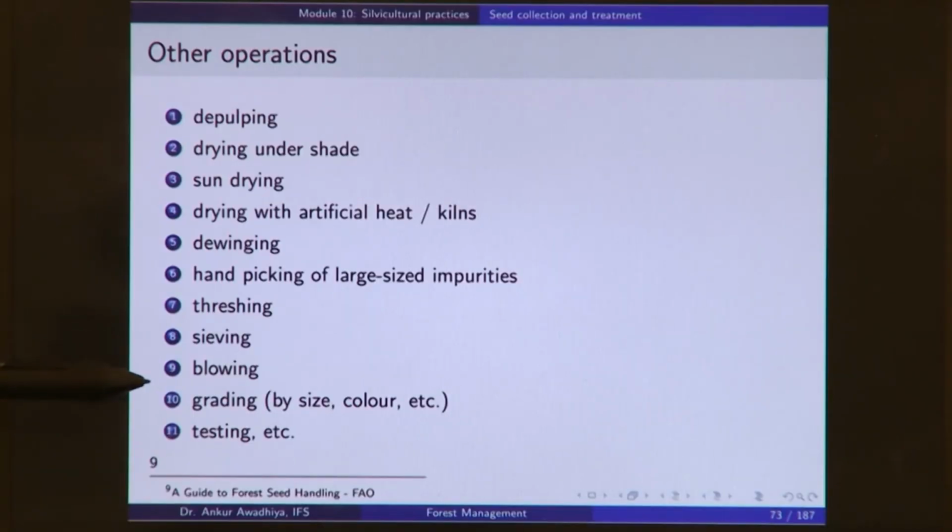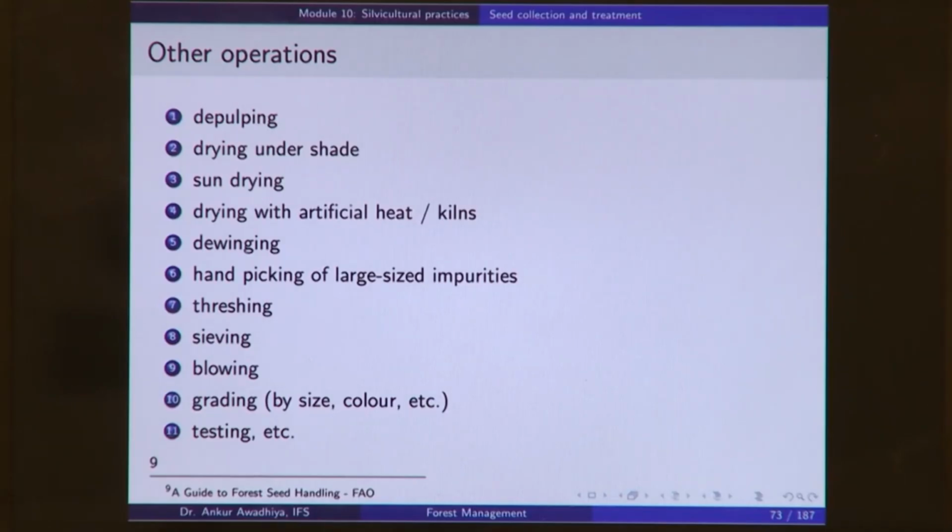This is followed by grading operation. So, in the grading operation the seeds are graded based on their size, based on their color or based on certain other criteria such as the appearance of the seed coat. So, you will want to have seeds that are very similar in appearance, that are very similar in size, shape, weight and their coat as a single lot, and this is known as the grading operation.